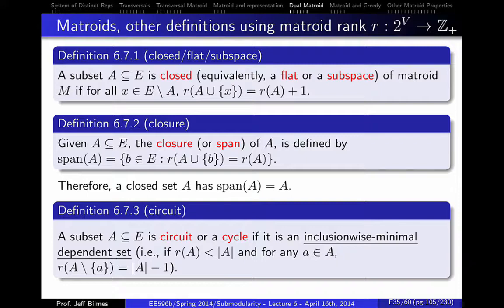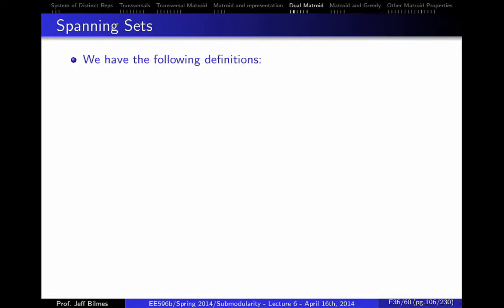Just as a reminder to everybody, what is a closed flat or subspace? A flat of a matroid is a set such that if you add any additional elements, you necessarily must increase the rank. So you're maximally inclusive without increasing rank. And then the closure of a set is adding items that don't increase the rank. So it's a closure property, and then there's the circuit, which is inclusion-wise minimally dependent. We have additional definitions that we need. We need the notion of a spanning set.